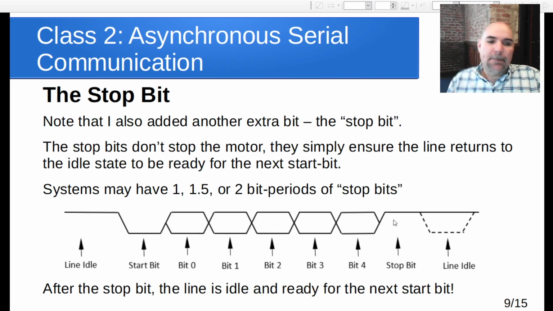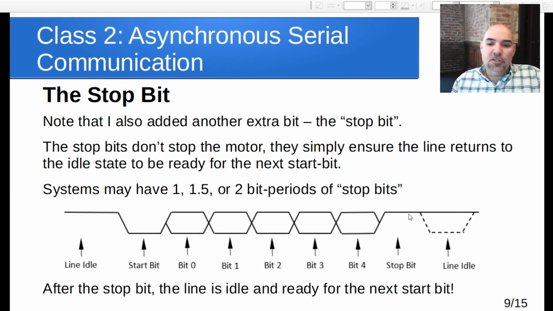Let's talk about that. The stop bit that's added to the end does not stop the motors. That's not the point of it. The reason for the stop bit, there's kind of 2 reasons. The main one is that, notice the stop bit has a value that's the same as the idle voltage, in other words, the opposite of the start. So start bit is 0, stop bit has to be 1. And the stop bit doesn't stop the motor, because it's not like it gets a message and it tells it to stop.